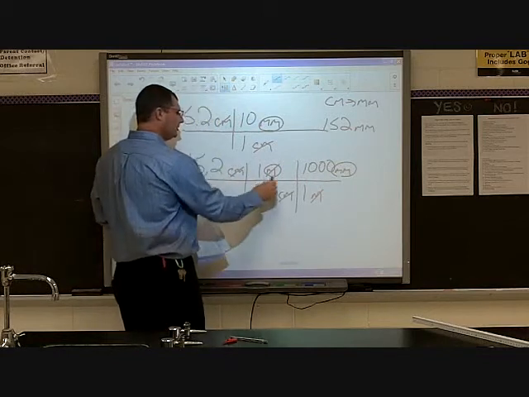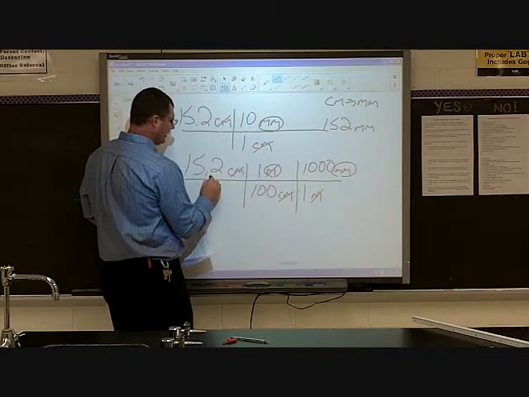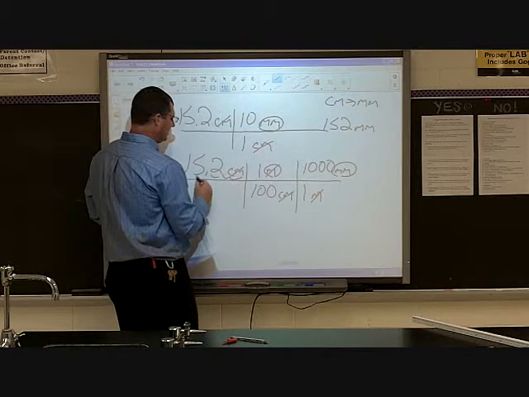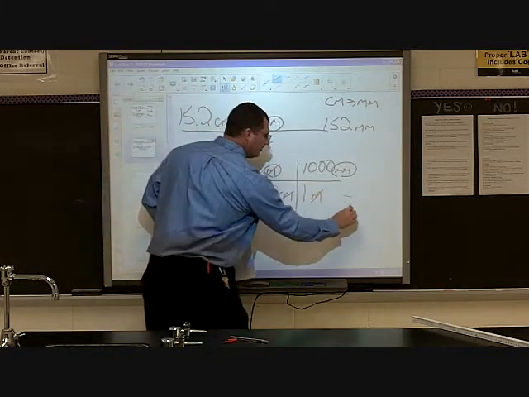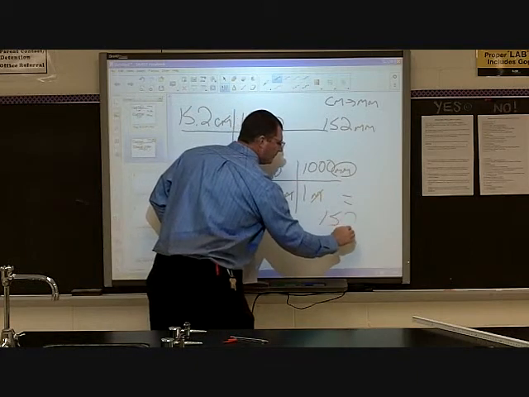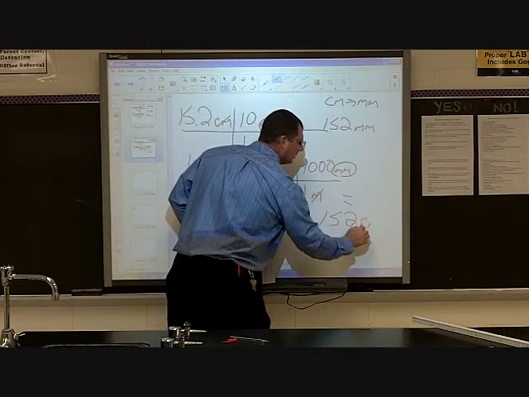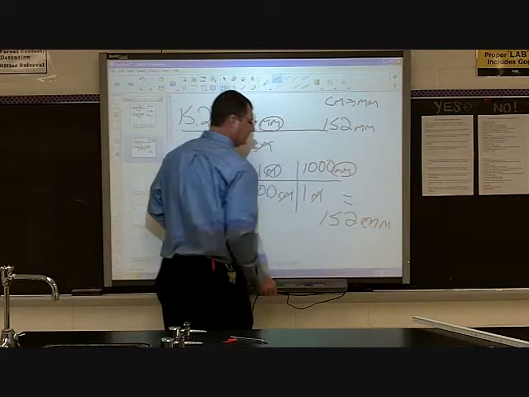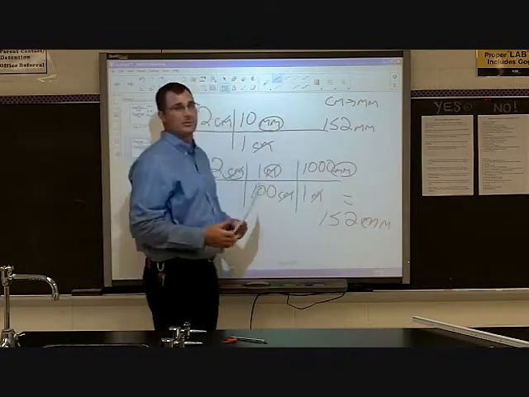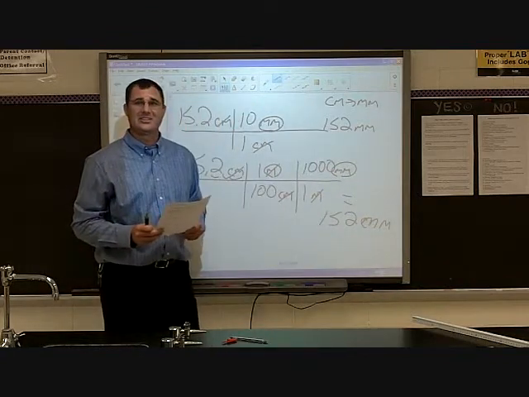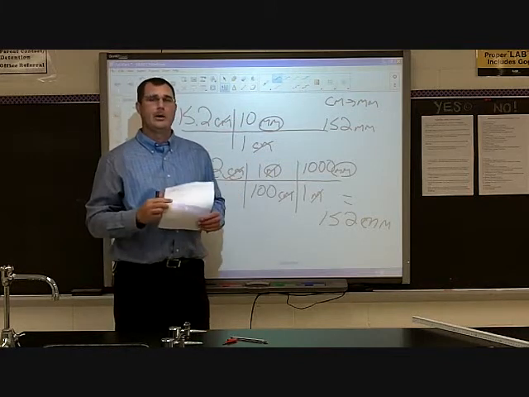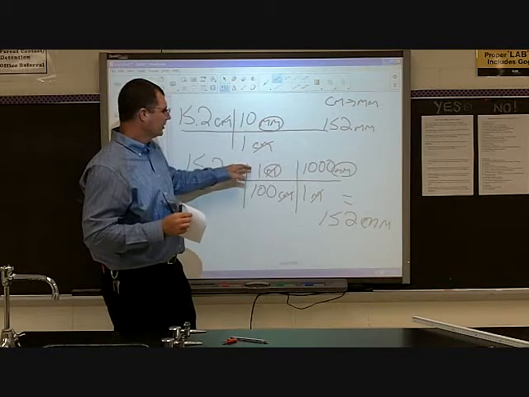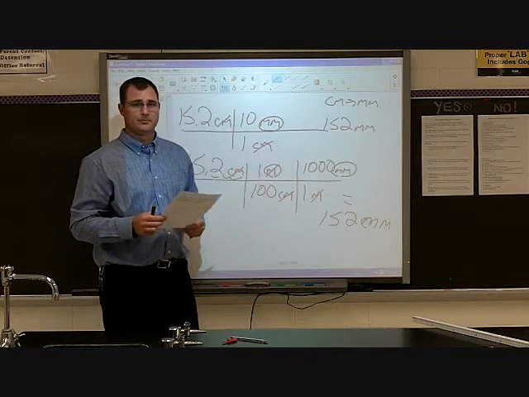So 15.2 times 1,000, so I'm going to move the decimal over 3 spots, and then I'm going to divide by 100. And that would give me 152 millimeters, excuse me. So if I look, I got the same answer. Okay? Two different ways to do the same thing. But if you're unsure how many you have to move or multiply by for your direct conversion, you can always go through the base units.